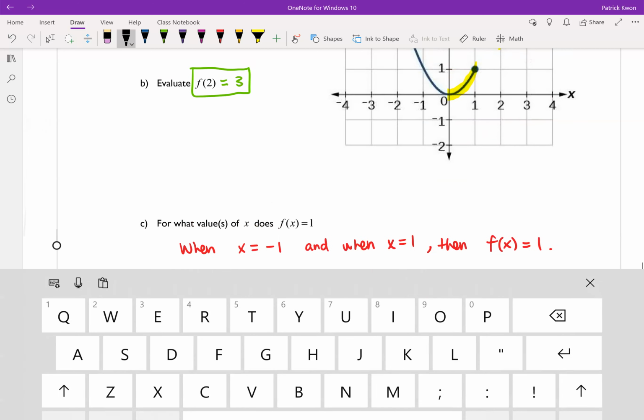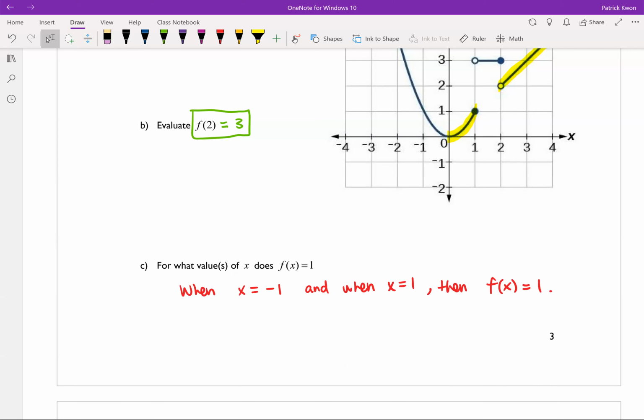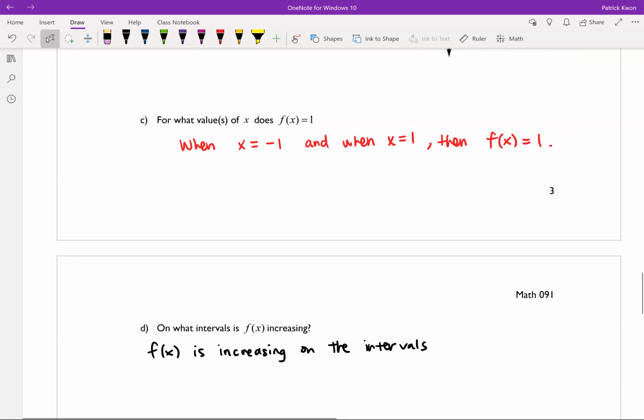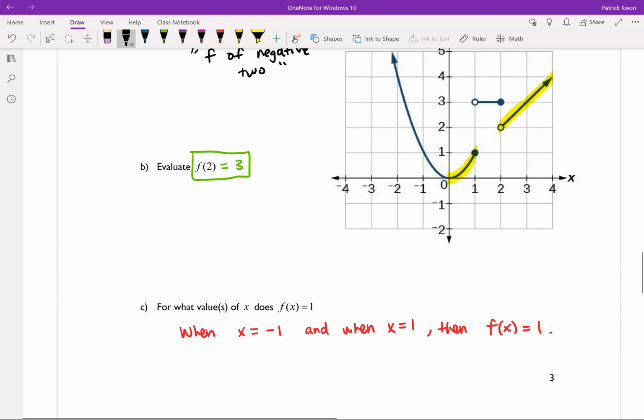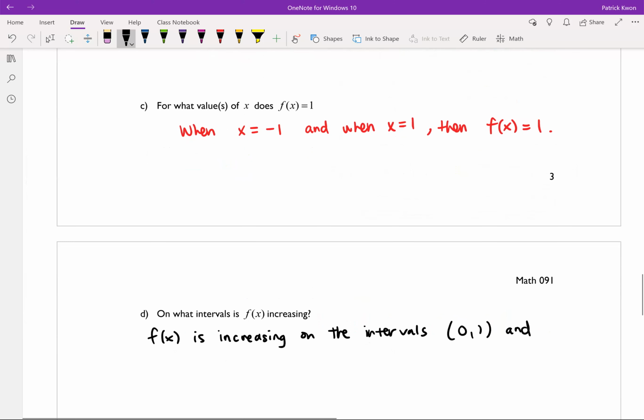Whenever we're talking about increasing or decreasing, we usually use parentheses around the endpoints. That can also vary by textbook and who you talk to, but for the purposes of this class, let's just say we'll always put parentheses when we're talking about intervals of increasing or decreasing. So on the interval (0, 1), and let's go back up. The other one was (2, 4).